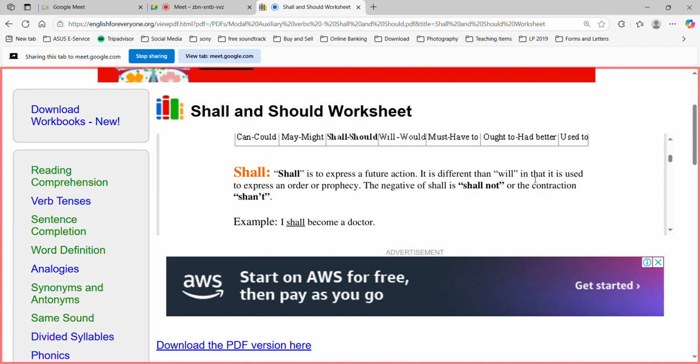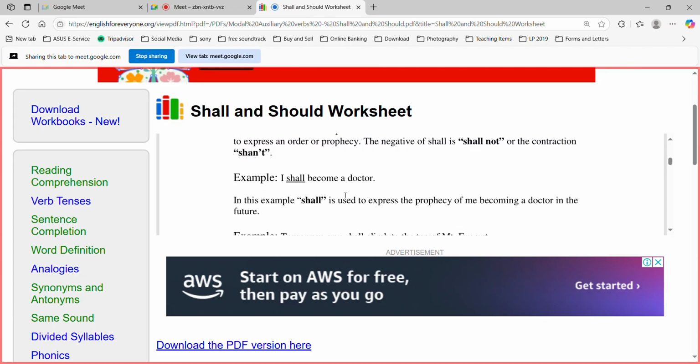Will also express a future, but it is expressed as an order. I will follow you. I will use this guide. But shall expresses a future action. Alright?